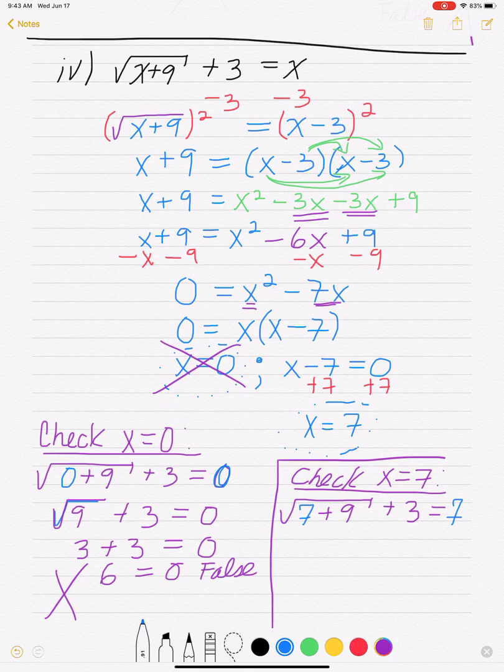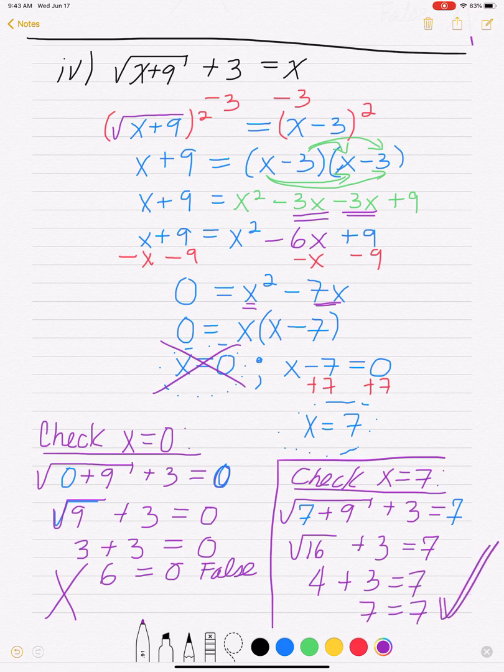So on the left-hand side, I'm going to do square root of 7 plus 9 is 16, square root of 16, and then plus 3 equals 7. And then we take the square root of 16, that's going to be 4. So we're going to have 4 plus 3 equals 7, and that's true, right? You get 7 on the left, 7 on the right, so it checks out. So that means you have a solution. So here you just have one solution. Initially it was suggested that we would possibly have 2, but one of them failed to check out. So we only keep the 1, the x equals 7.